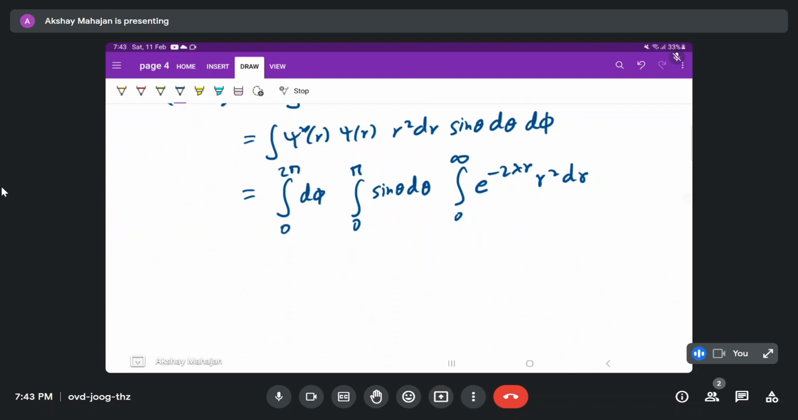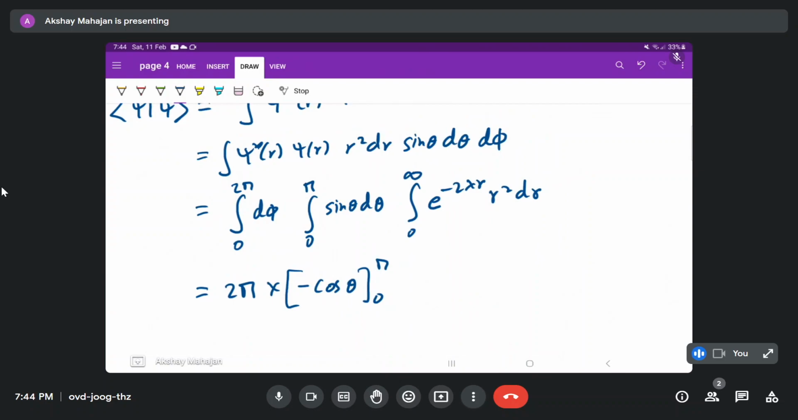So again we will have some integral, it will be equal to 2 pi. Now sin theta d theta, if you integrate, that will be equal to minus cos theta from 0 to pi. Right. And this integrate over minus 2 lambda r square dr.